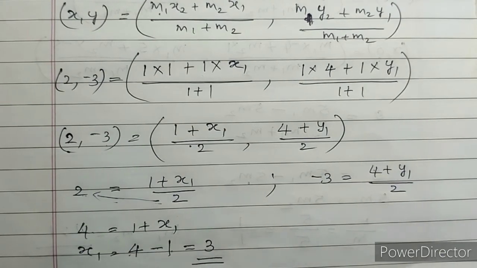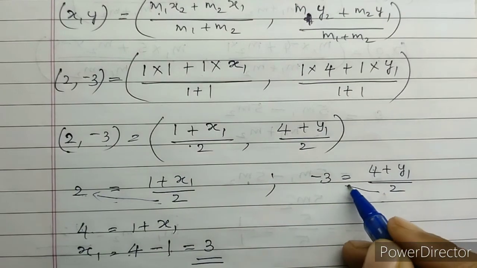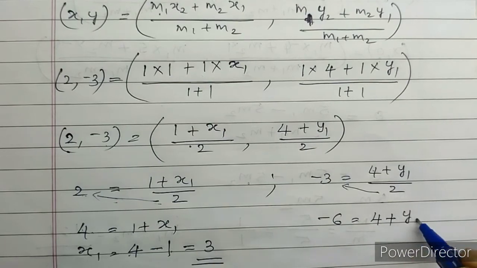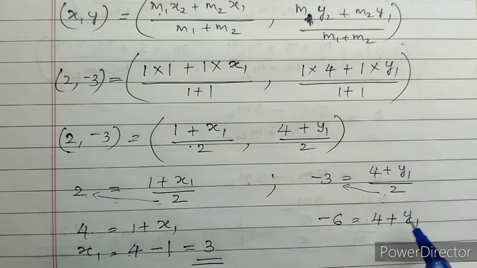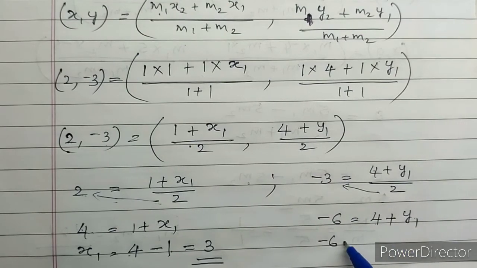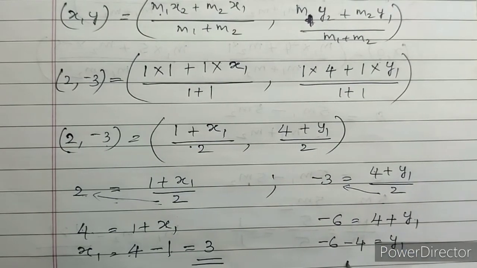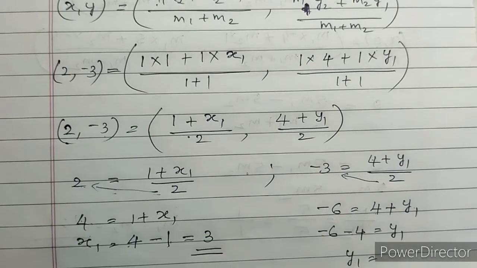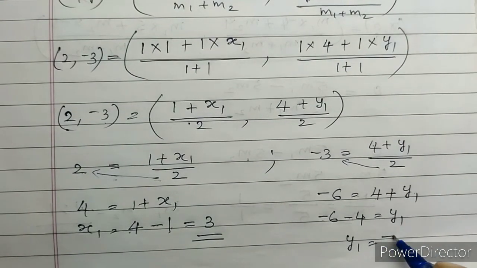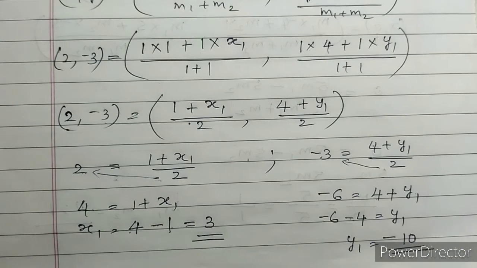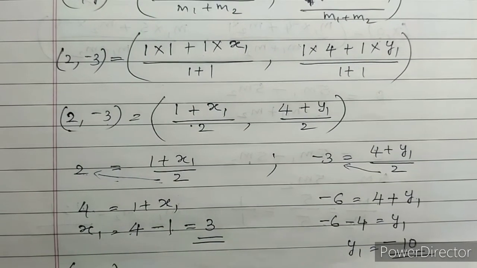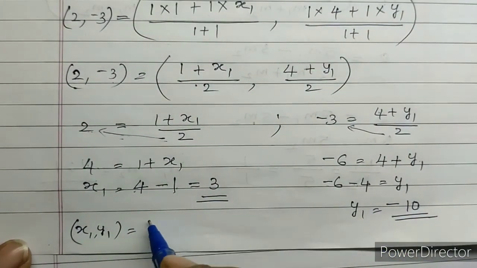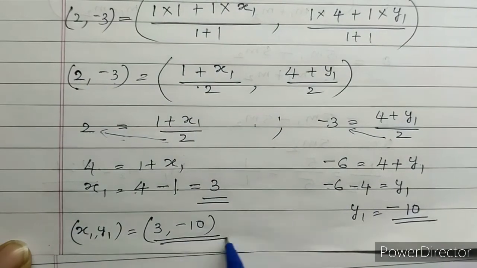So x1 is equal to 3. Here also you can simplify by cross multiplication: minus 6 is equal to 4 plus y1. Keep y1 here, bring 4 to this side: minus 6 minus 4 is equal to y1. Both are negative, so you add and put the minus symbol: y1 is equal to minus 10. So the x1, y1 coordinates equal 3, minus 10. This is the final answer.